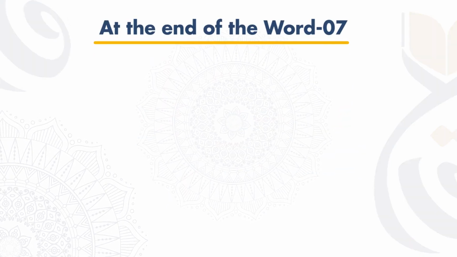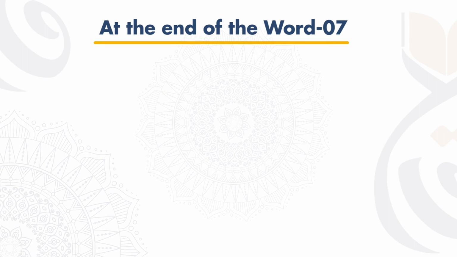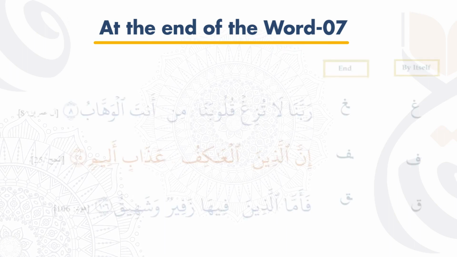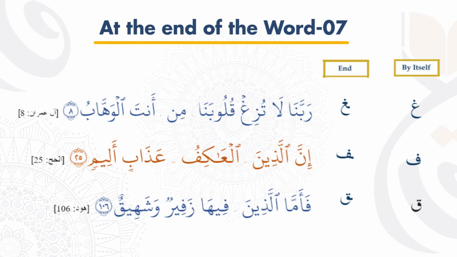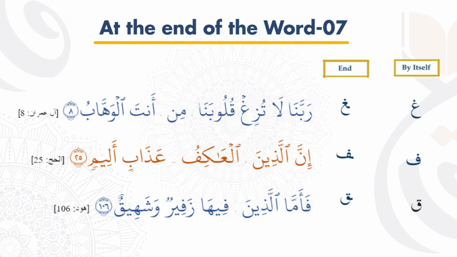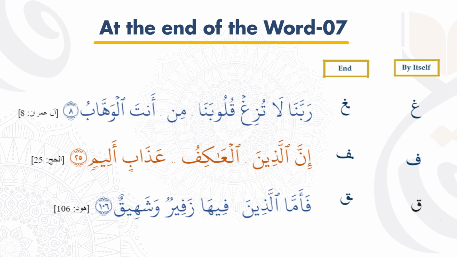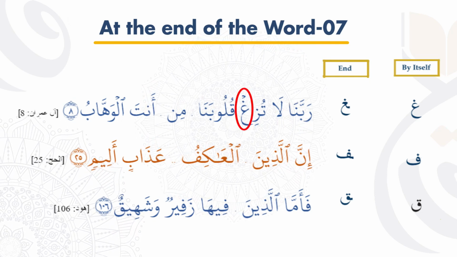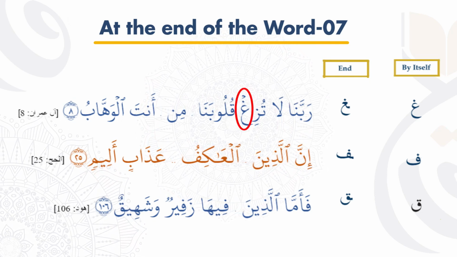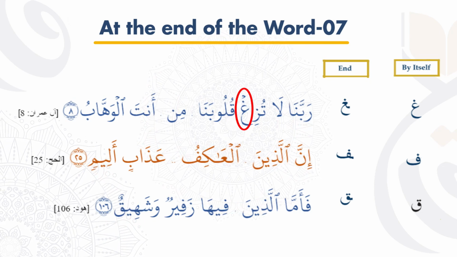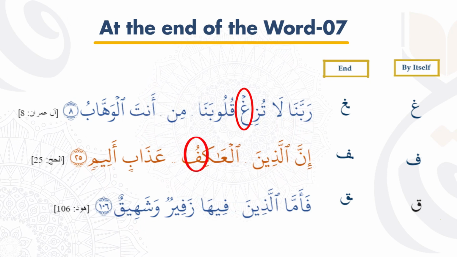In this slide, we will examine the alphabet's appearance at the end of the words. All examples have been taken from Qurani Hakim. The first word has been taken from chapter 3, verse 8. La tuzigh. The second word has been taken from chapter 22, verse 25.